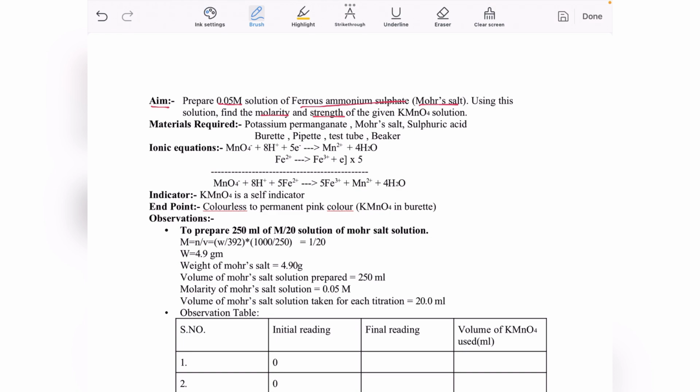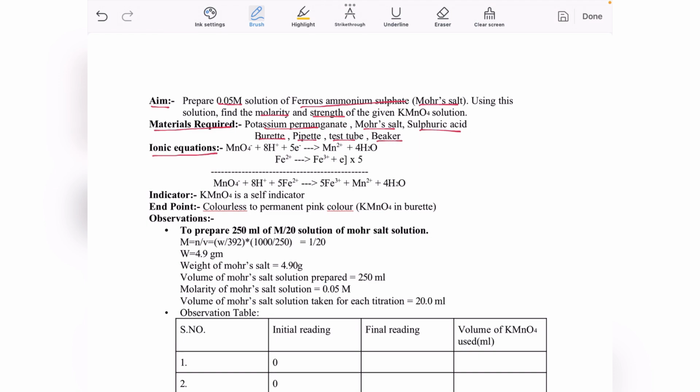Second step, we have to write the material required. So the chemicals required are potassium permanganate, Mohr salt, and sulfuric acid, and the apparatus we require for the titration: burette, pipette, test tube, beaker.